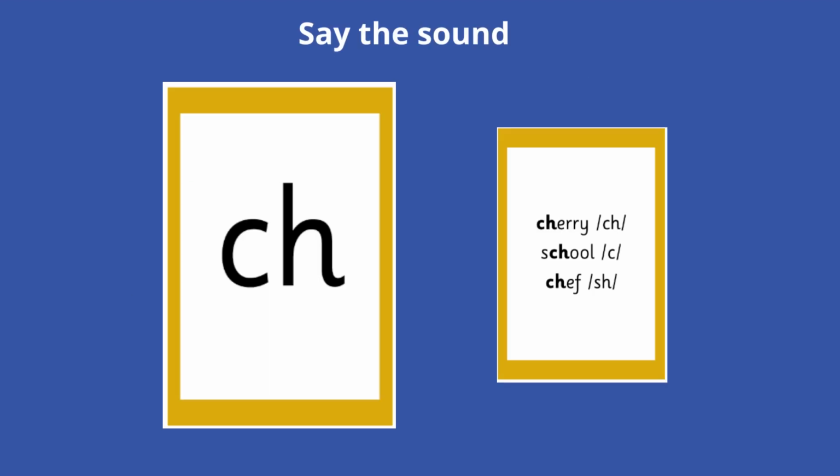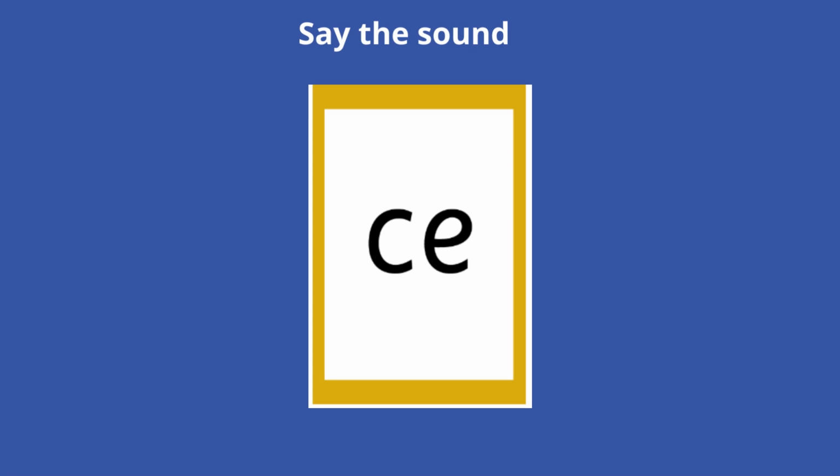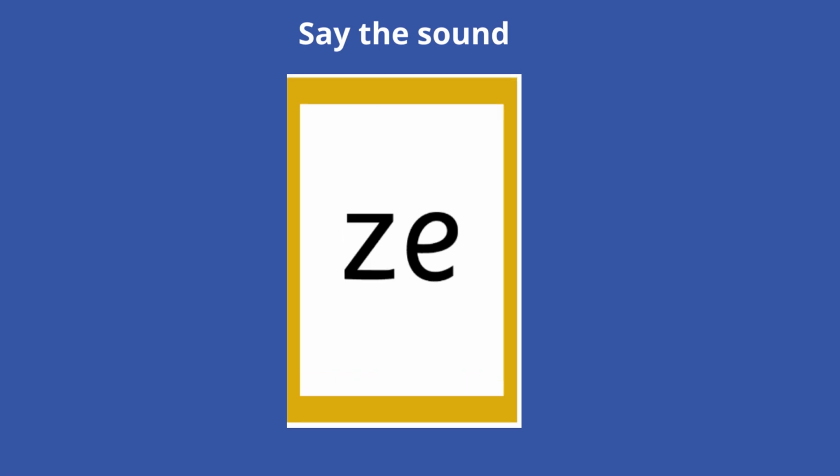First of all, the children learned that these two letters, C and H, can also make a k sound, like in words like school. And they also learned that it makes a sh sound in words like chef. Next, the children looked at this digraph and they learned that it makes the s sound and the z sound. They've also learned that the letters C and E can make a s sound in words like mice.